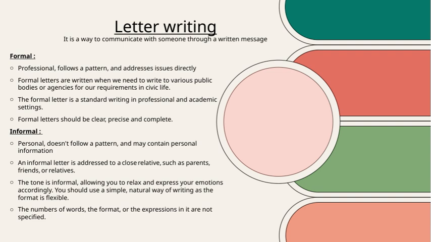On the other hand, informal letters are more personal and relaxed. They are typically addressed to close relatives like parents, friends, or family members. The tone in informal letters is friendly and conversational, allowing us to express emotions freely. Unlike formal letters, the format and language are flexible, and there are no strict rules about length or structure. Letter writing itself is simply a way to communicate through written messages, whether formal or informal. Understanding these differences helps us choose the right style based on the purpose and the audience, which ties into the broader theme of effective communication.